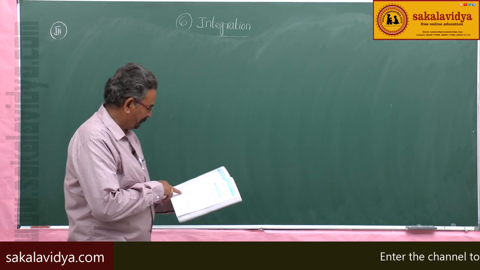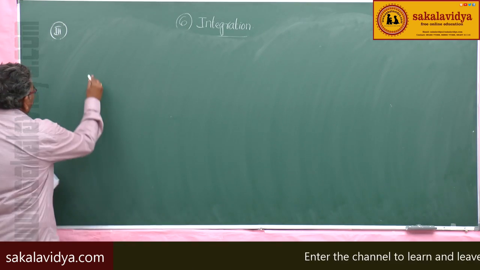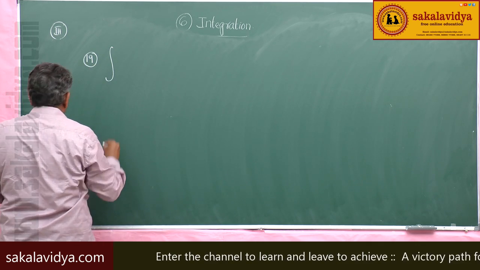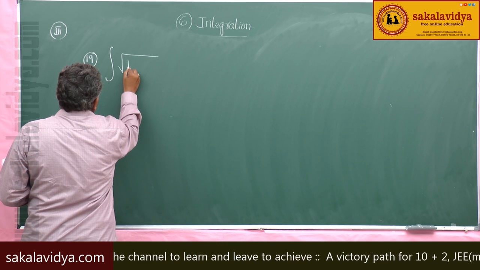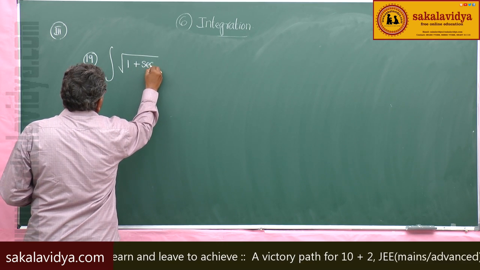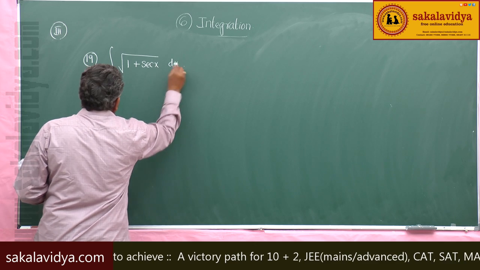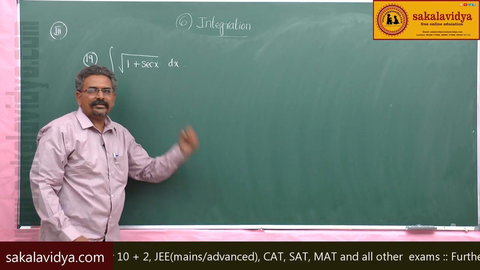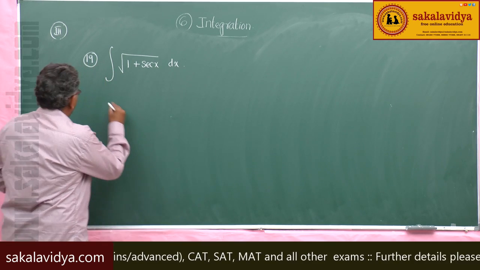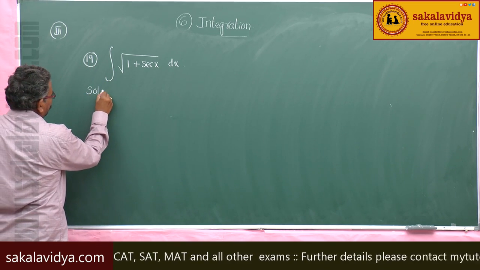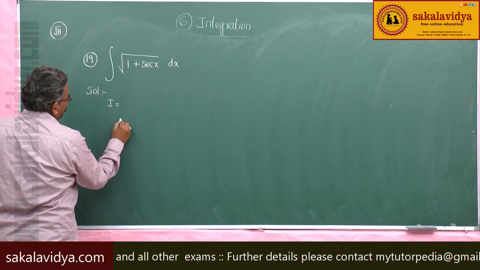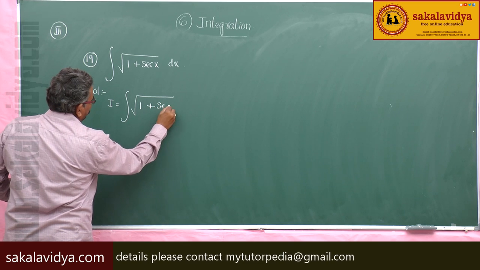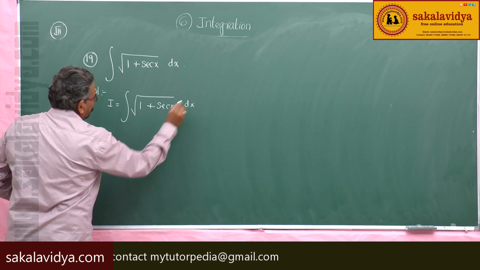19th problem. Evaluate the integral of root over 1 plus secant x dx. So let us change the secant x in terms of cos x. So now say first I equals integral root of 1 plus secant x dx.